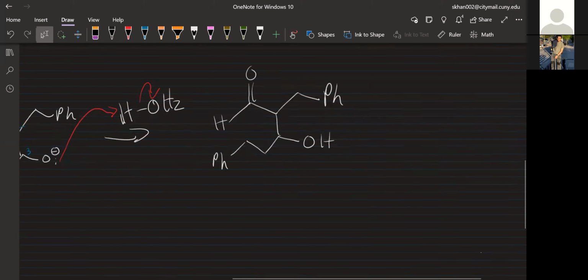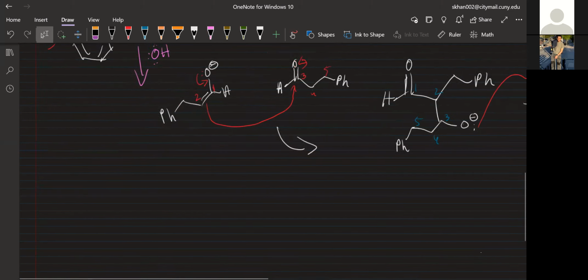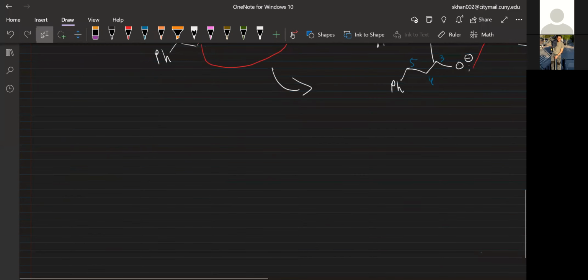Let's do another one, but without all this mechanism, because I just wanted to show the mechanism once, and now we can just go straight to products. So let's do C, because I do not want to draw out more rings. Actually, we'll do D.